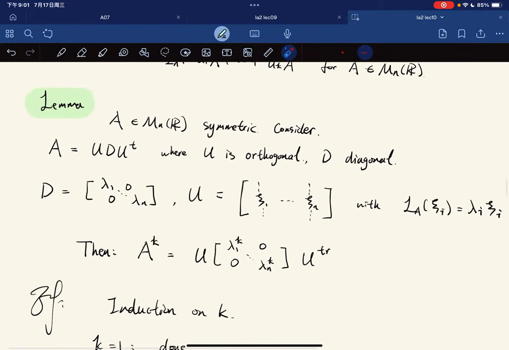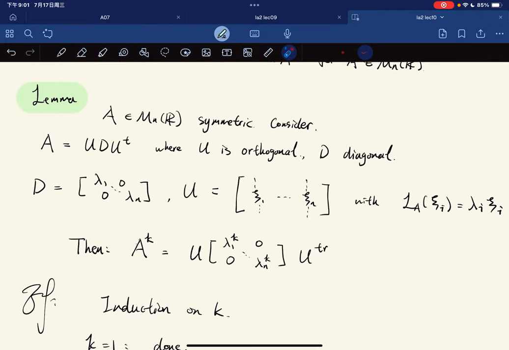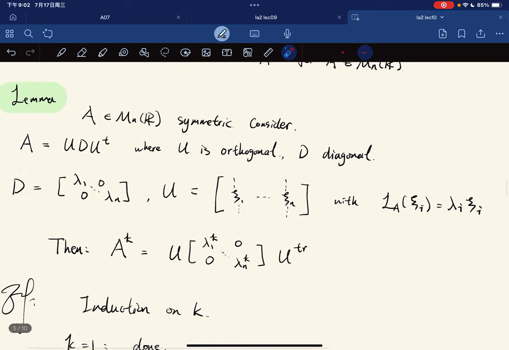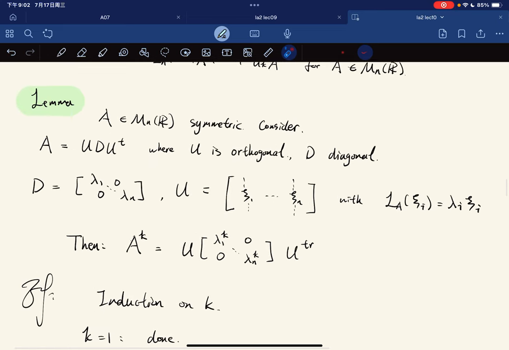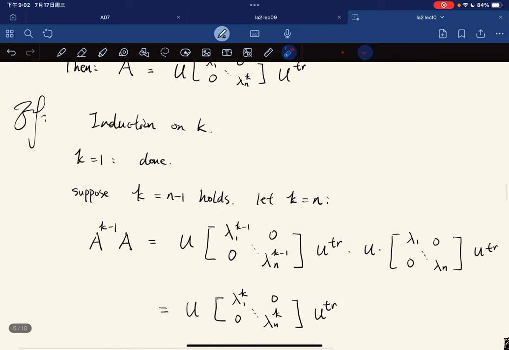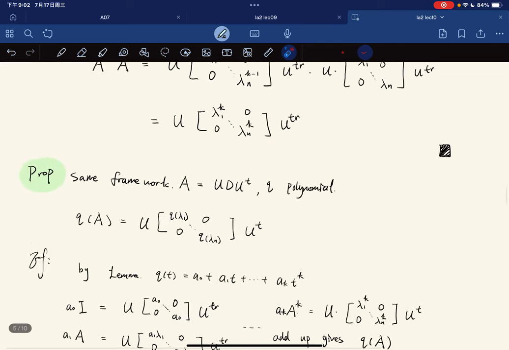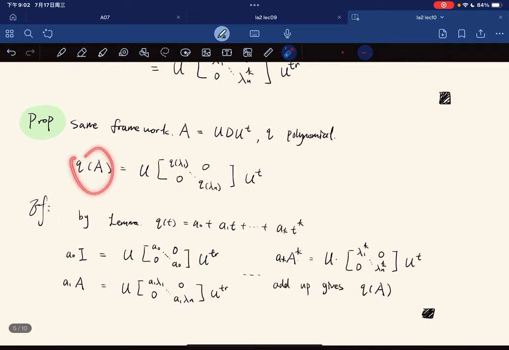So the lemma is that if A is symmetric, we can diagonalize it, right? We did this in the lecture on the real spectral theorem, where A is orthogonally diagonalizable, and D consists of the eigenvalues, and the U's are the eigenvectors, right? Then we see that A to the k is really just gamma 1 to the k through gamma n to the k, and this is again by induction. It's really easy. In the same framework, we can extend this to polynomials.